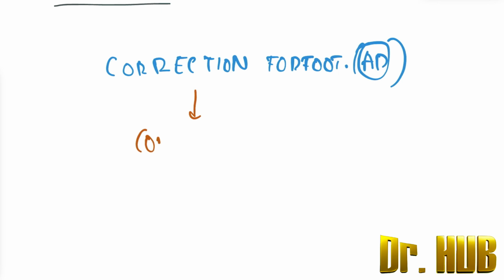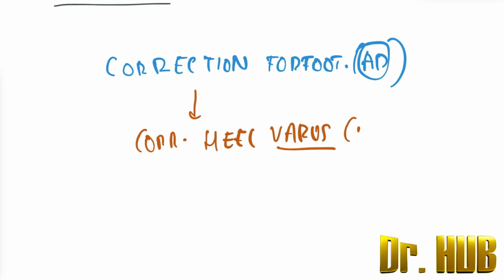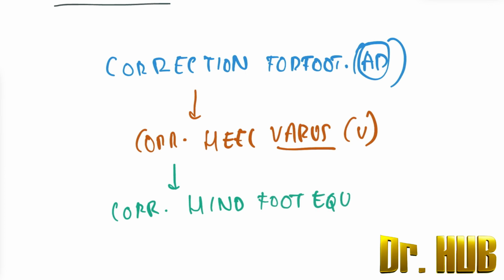Next correction is of the heel. Correction of the heel, that is varus, so we write it as V. Next is the correction of the hind foot. So hind foot equinus, and this will be E.